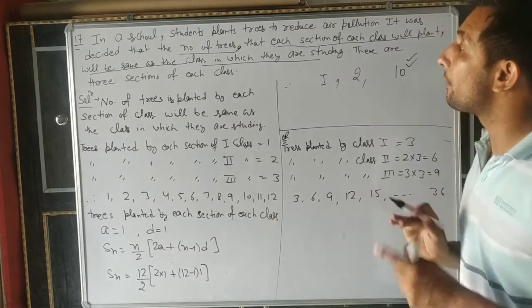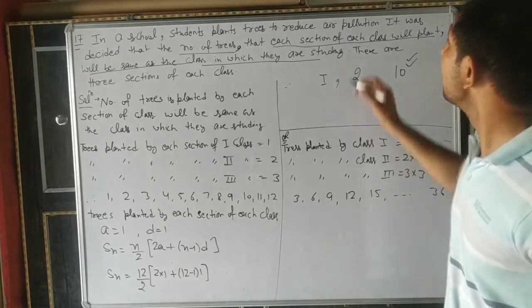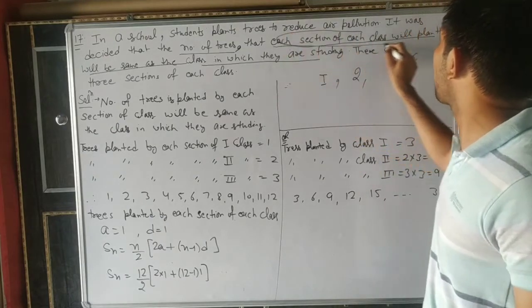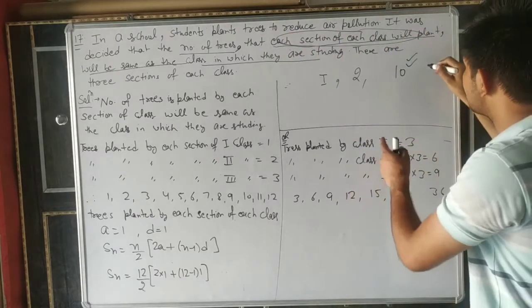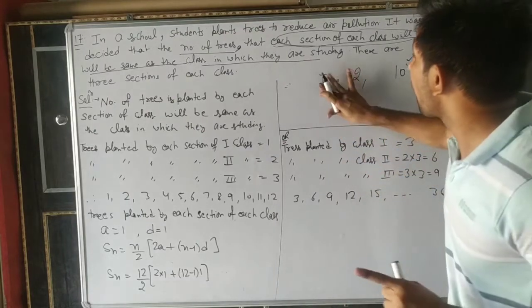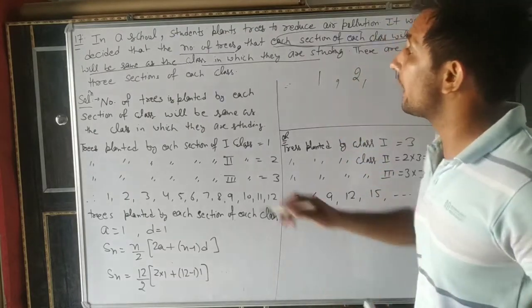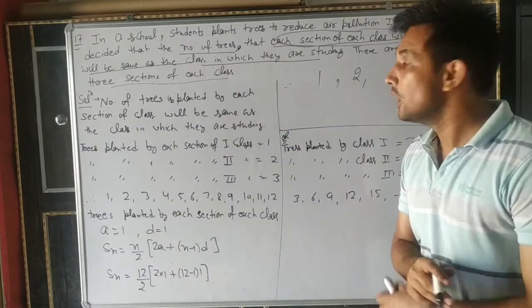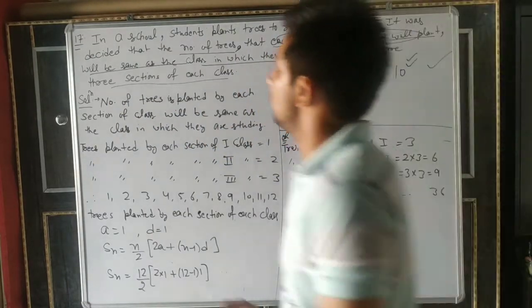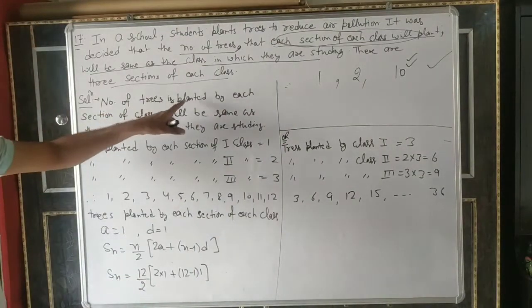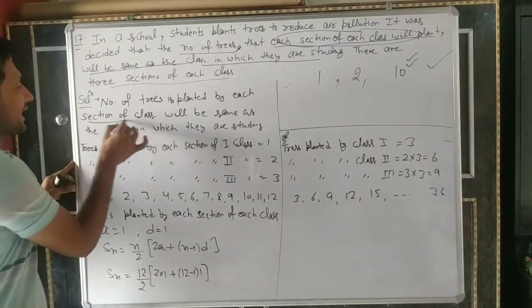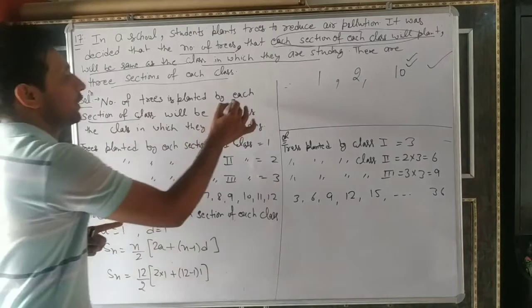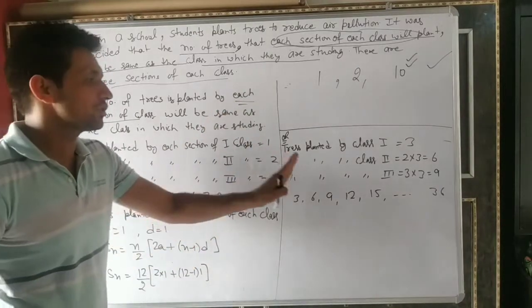10 trees. But one more thing is given: each section will plant. So these trees are planted by only one section. But how many sections? There are 3 sections. Understand? So look at what we will do. The number of trees planted by each section of a class, we can solve this question by the 3 methods.